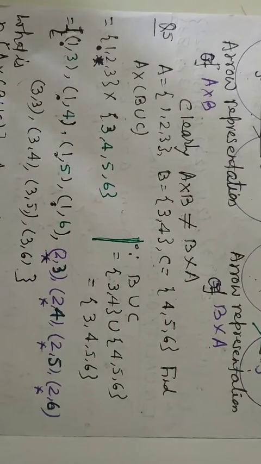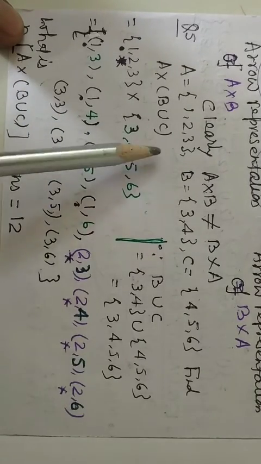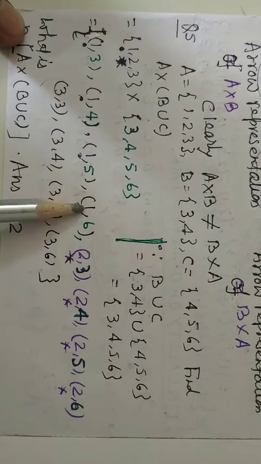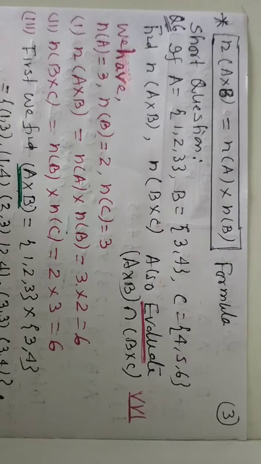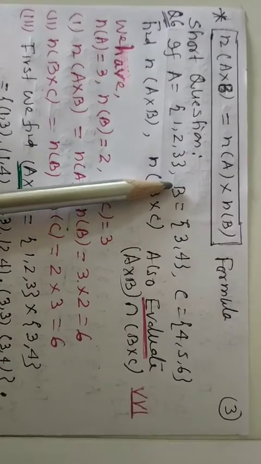Now what are the members of A × (B ∪ C)? How many members are there? We have to calculate A × (B ∪ C). Count the members: 1 2 3 4 5 6 7 8 9 10 11 12. So there are 12 members in all. Next, there is a formula to find n(A × B). This is n(A) × n(B).